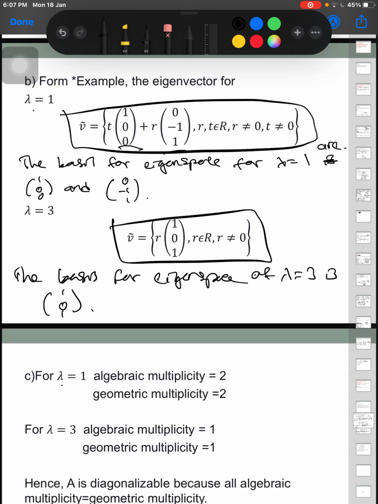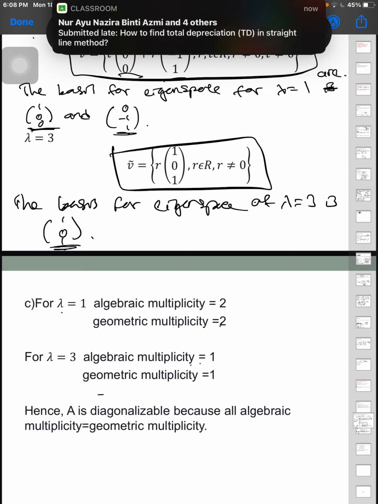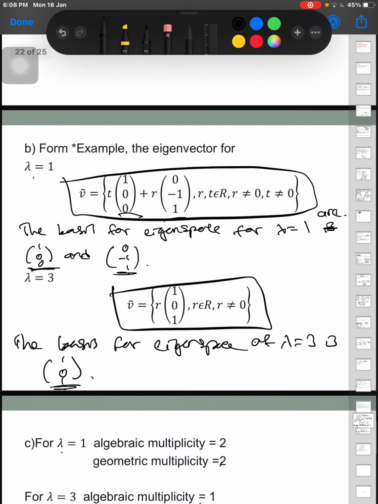Dan geometric multiplicity tadi, bilangan basis dia, so dia ada 2, so which is equal to 2, sama. So for lambda equal to 3, so dia berulang sebanyak sekali, so algebraic multiplicity is 1. Then for the geometric multiplicity, so number of bases which is 1, so 1. So hence A is diagonalizable because all algebraic multiplicity is equal to geometric multiplicity. Okay. Then D.